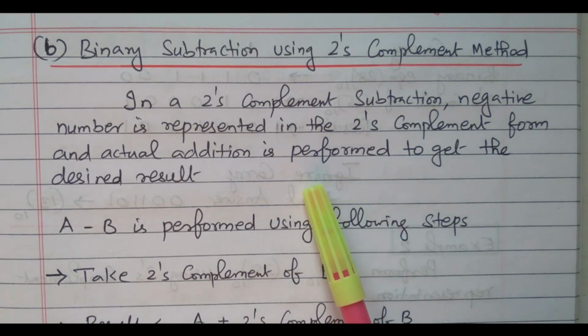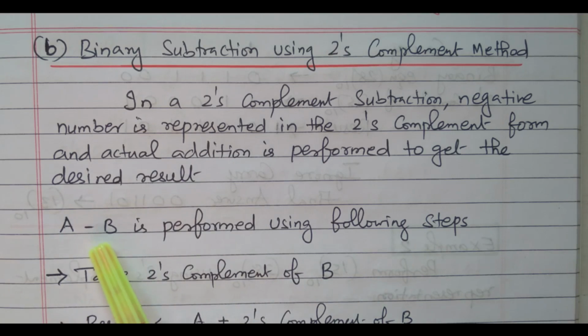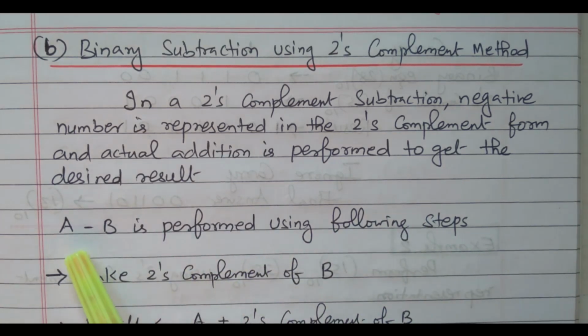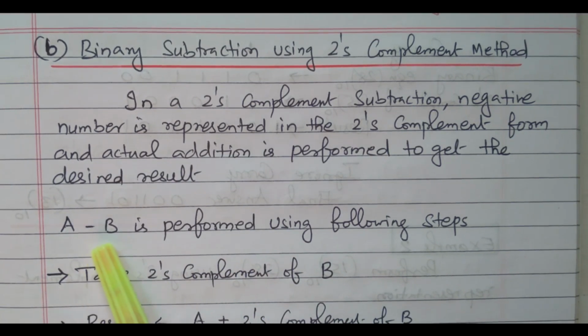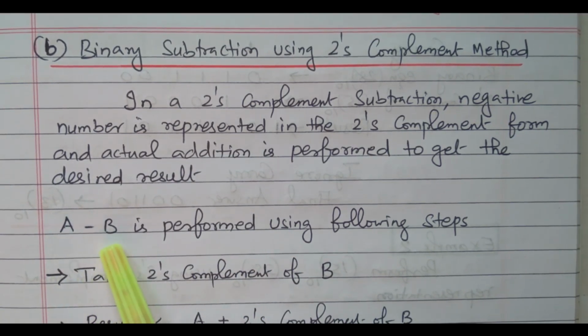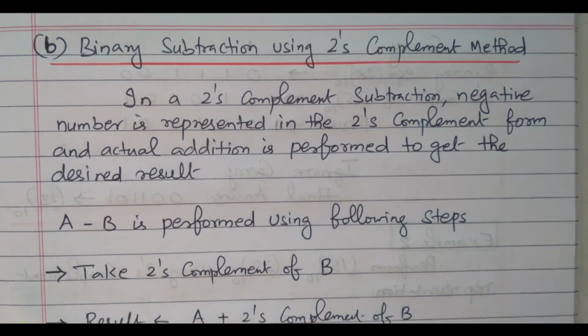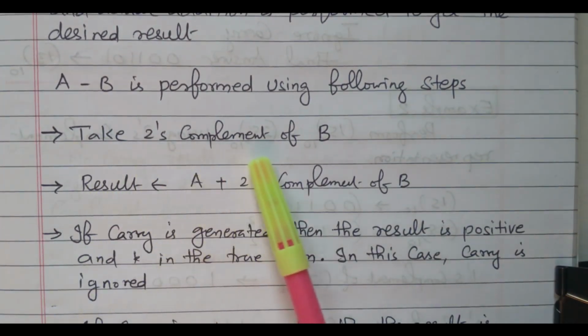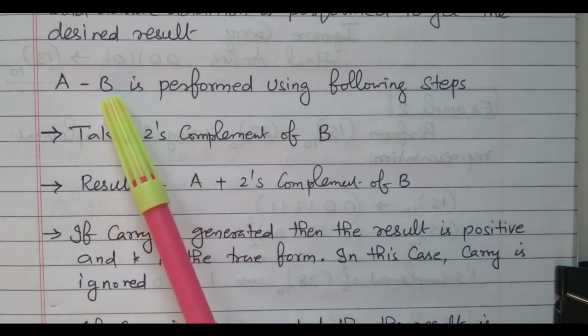Now, we will see what is the procedure for that. A minus B is performed using the following steps. We need to perform A minus B. A is the first number, B is the second number. A minus B: B is subtracted from A. So, what is the procedure for that? First we take the 2's complement of B, that is, the 2's complement of the second number.